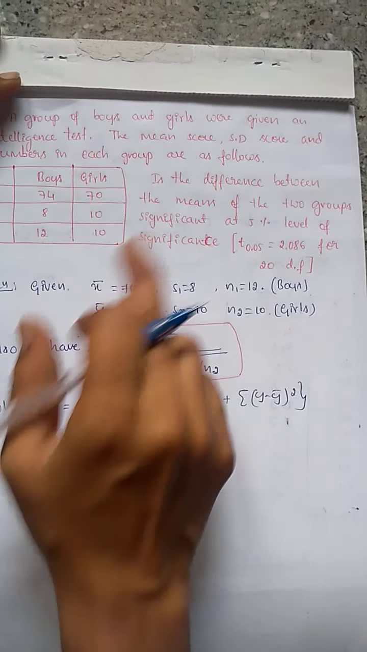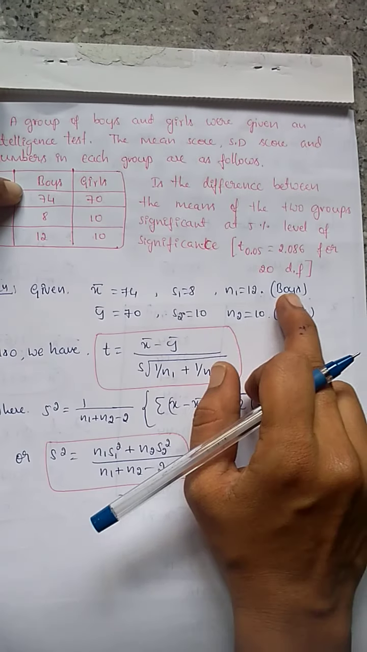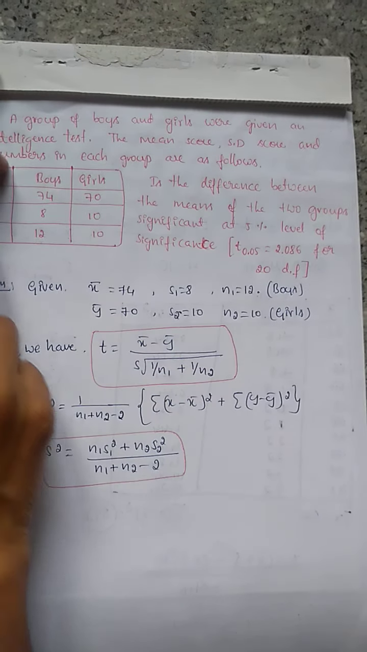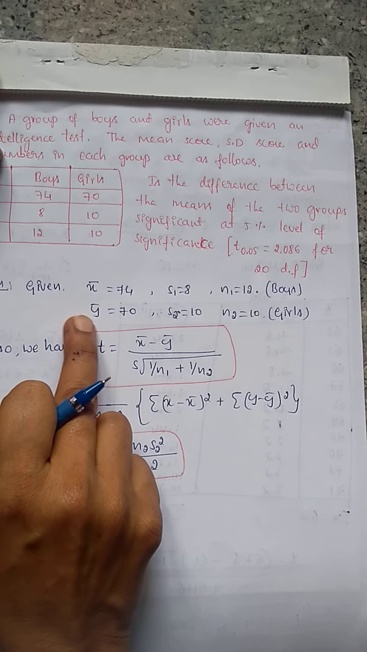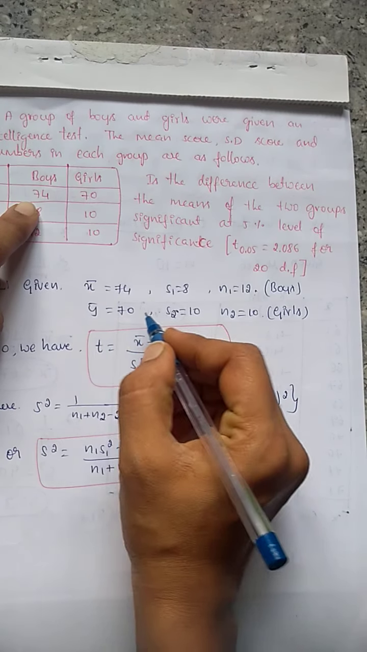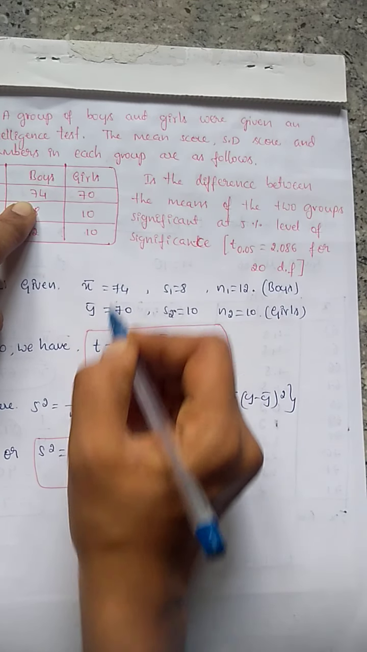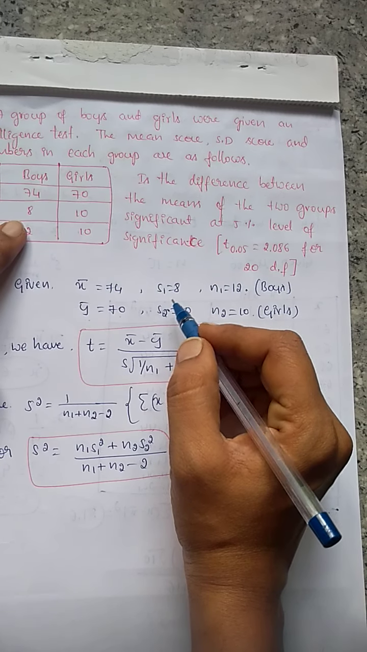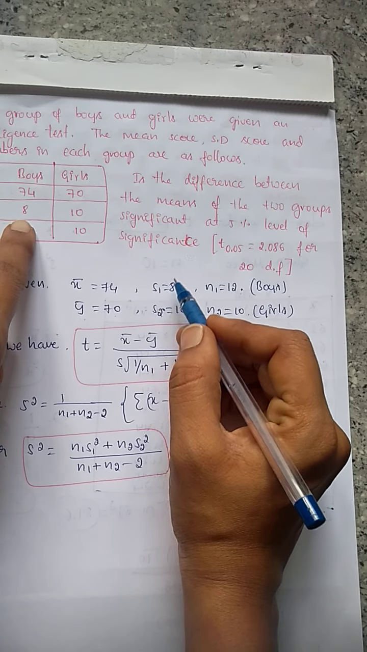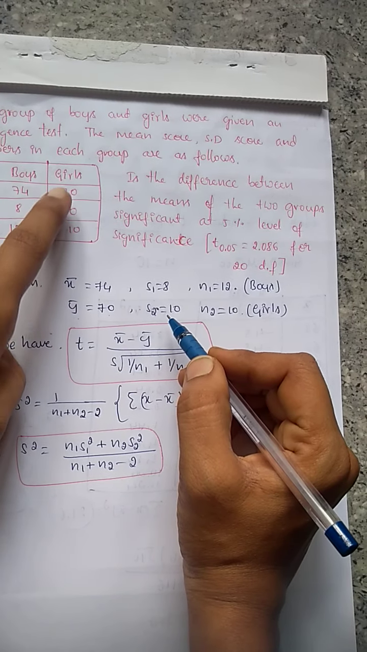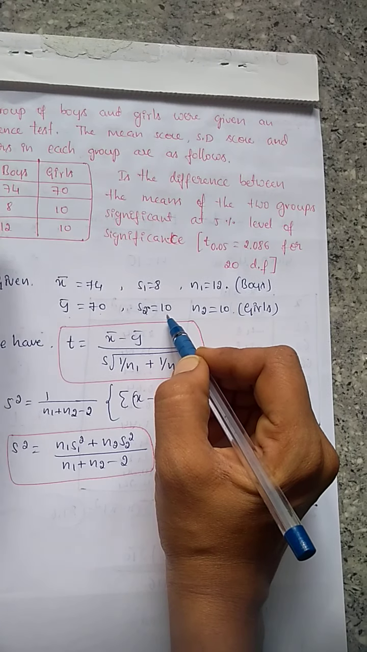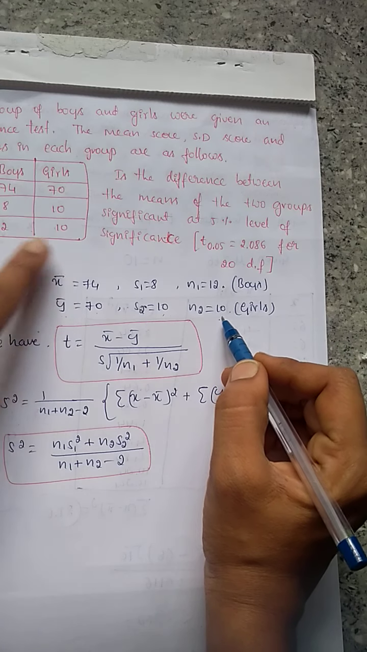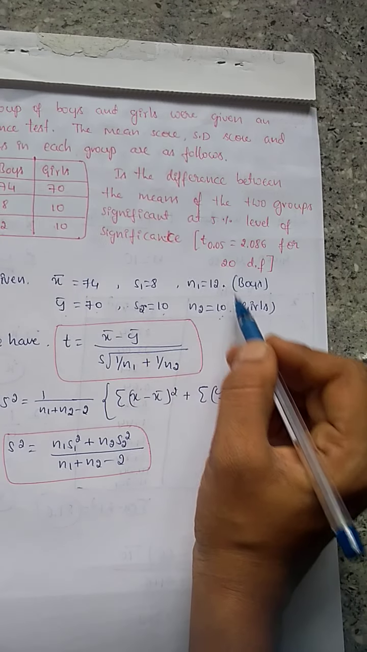Collect the data. Here I represent x for boys and y for girls. The means are represented by x bar and y bar. The boys' mean x bar is 74 and the girls' mean y bar is 70, and the standard deviations are represented by s1 and s2. s1 is given as 8 and the standard deviation score of girls s2 is equal to 10. The number of boys n1 is 12 and the number of girls n2 is 10. This is the boys and girls details.